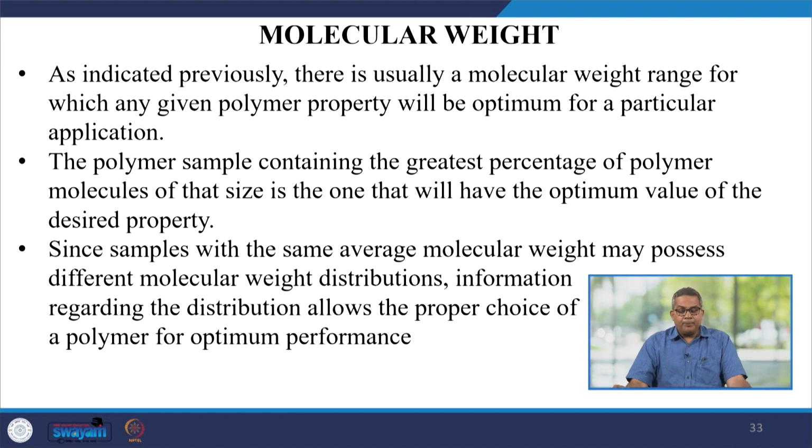So, the polymer sample containing the greatest percentage of polymer molecules of the optimum size is the one which has the optimum value of the desired properties, and these desired properties relate to the processability aspect and other aspects which can make that particular polymer useful. Since samples with the same average molecular weight may possess different molecular weight distributions, information regarding the distribution allows the proper choice of a polymer for optimum performance.